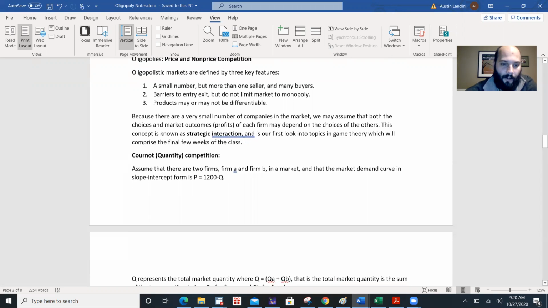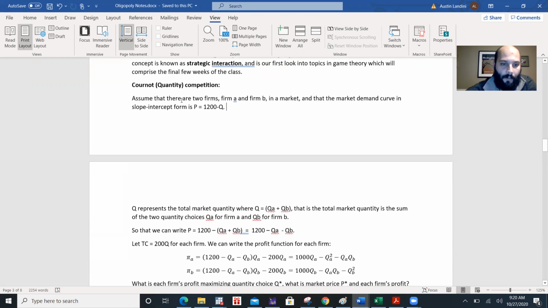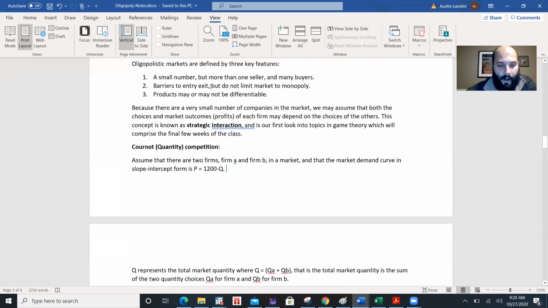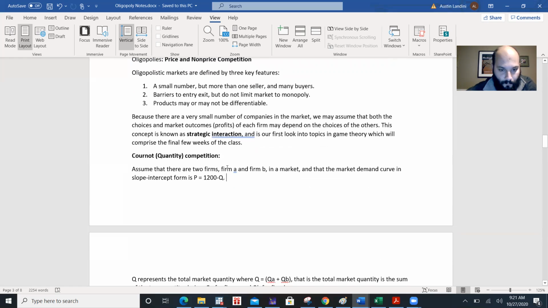The first type of oligopoly behavior between two companies that we'll look at is called a Cournot, or quantity competition. In the quantity competition, we have two firms. They simultaneously use MC equals MR to pick their quantity. Based on the quantities they choose, we find a market price and profit. In the Cournot, they do it at the same time. Nobody knows what the other one is doing. They're simultaneous and independent.